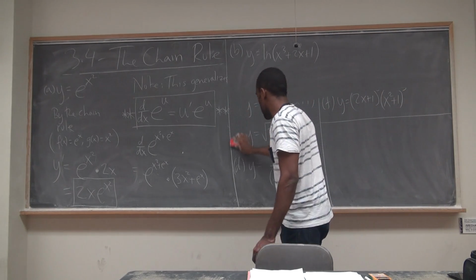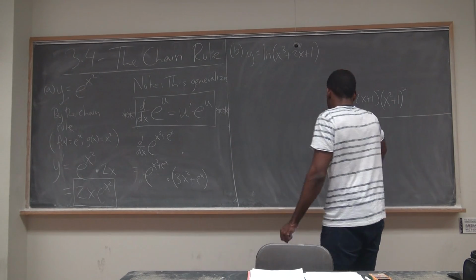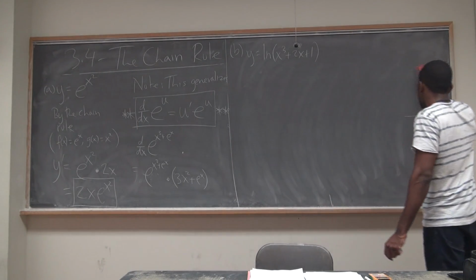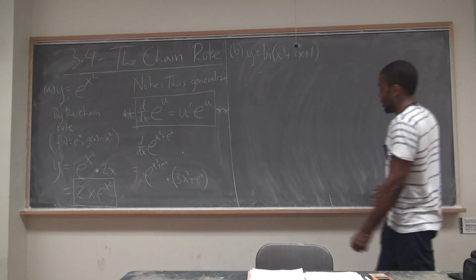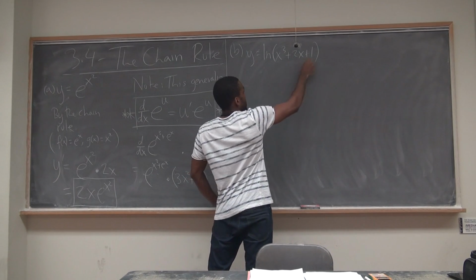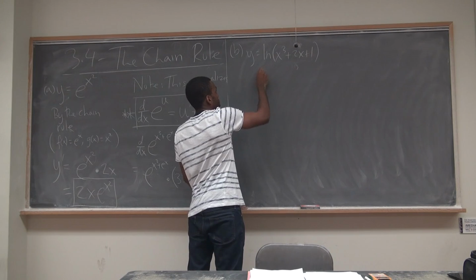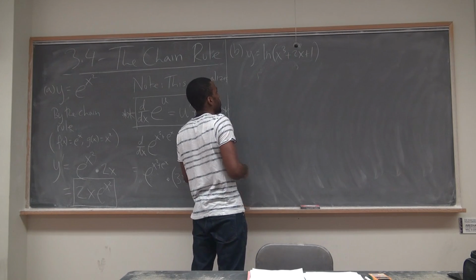Okay, who's my outside function here? ln is the outside function, ln of x. And the inside function is? Right, x cubed plus 2x plus 1, right? So this here is like my g. And the ln is like my f, ln of whatever.